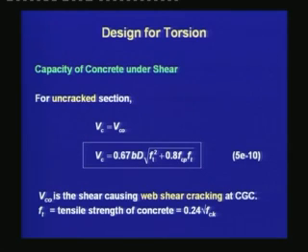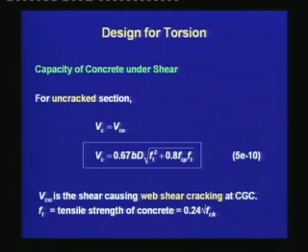Next, we are finding out the capacity of concrete under shear. These expressions we had seen in the analysis for shear, and the same expressions we are revising once again. There are two expressions of the capacity of concrete for shear, one for an uncracked section, which is the amount of shear generating a web shear crack, and the second expression is for a cracked section, which is the amount of shear that converts a flexural crack to a flexure shear crack.